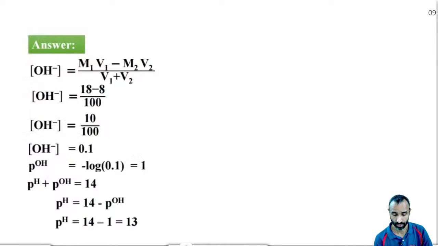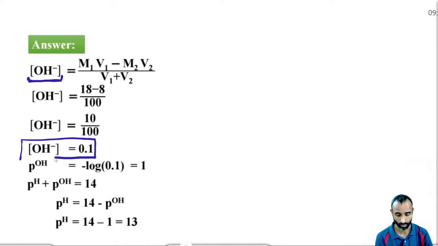Therefore, it is equal to M1V1 minus M2V2 divided by total volume. So molarity, and it is the base actually which is in excess. So we get the OH negative ion concentration. So the OH negative ion concentration comes out to be 0.1. So from here pOH equals 1. So pH is equal to 13.